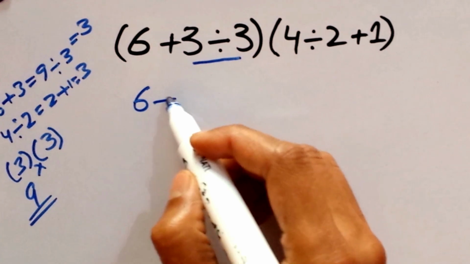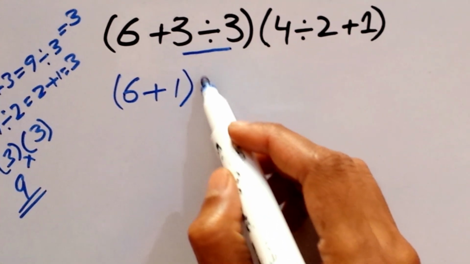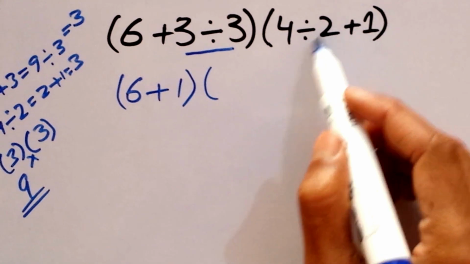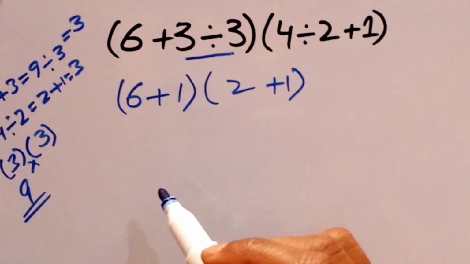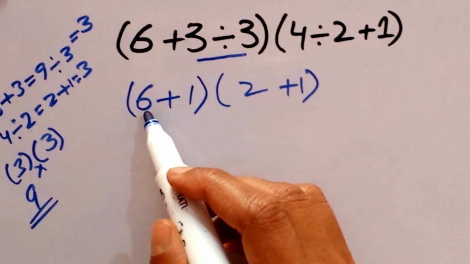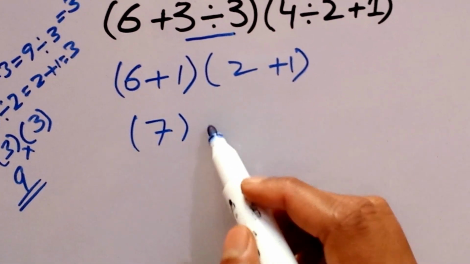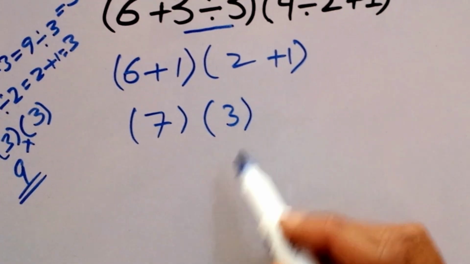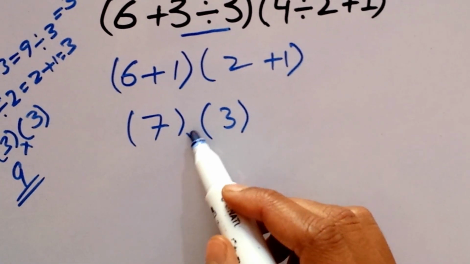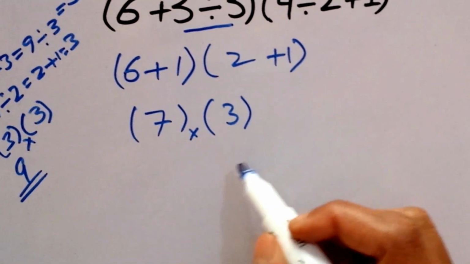So 6 plus 3 divided by 3 equals 1, and 4 divided by 2 equals 2, plus 1. Now 6 plus 1 equals 7, and 2 plus 1 equals 3. Now here is multiply. So 7 times 3 equals 21.